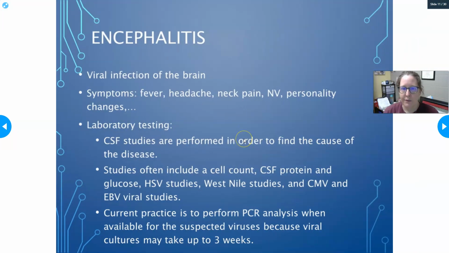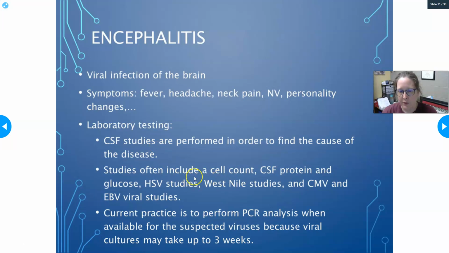Encephalitis is a viral infection of the brain. Meningitis is in the meninges; this is in the brain itself, so we've moved a little deeper here. The symptoms of encephalitis are going to be fever, headache, neck pain, nausea, vomiting, and personality changes. Some of those symptoms do overlap with the symptoms of meningitis. For lab testing, spinal fluid studies are going to be performed in order to find the cause of the disease. Again, same tests as for meningitis we just mentioned.